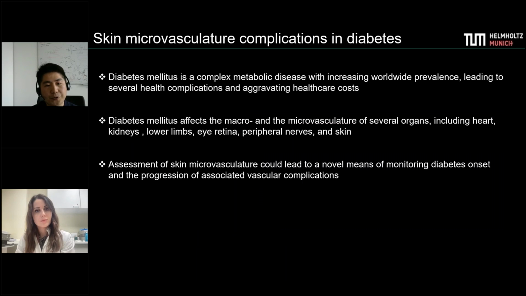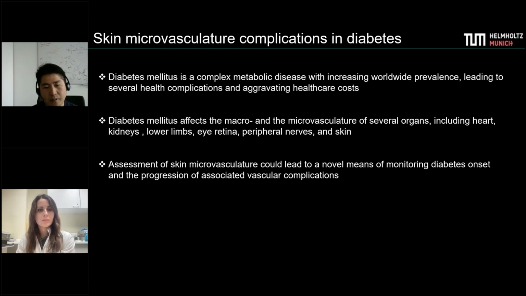Now, I will introduce a clinical study within the Winter project, assessing skin microvascular complications in patients with diabetes. As you know, there is a huge population of people with diabetes worldwide, leading to severe health complications and aggravating the health costs. Diabetes causes macro and microvascular complications in different organs like kidney, retina, and skin.